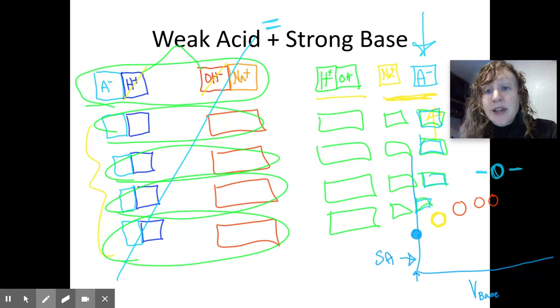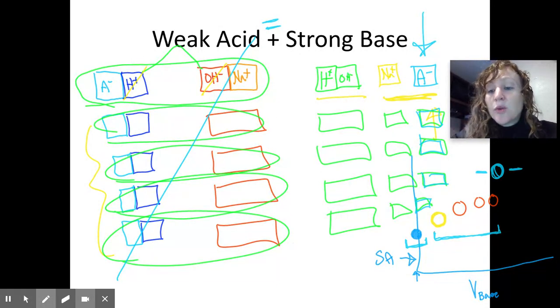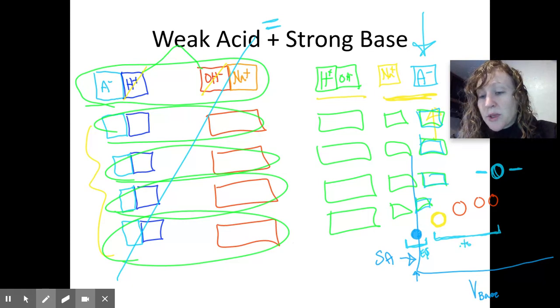Okay, so we have kind of four categories here that we've looked at so far. We have weak acid by itself going to float around and establish an equilibrium. We have a strong base added in there. It's going to go to completion. So this one's just equilibrium. This one's going to be to completion.